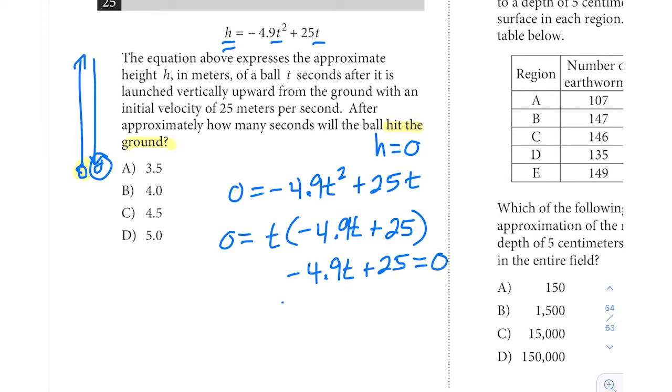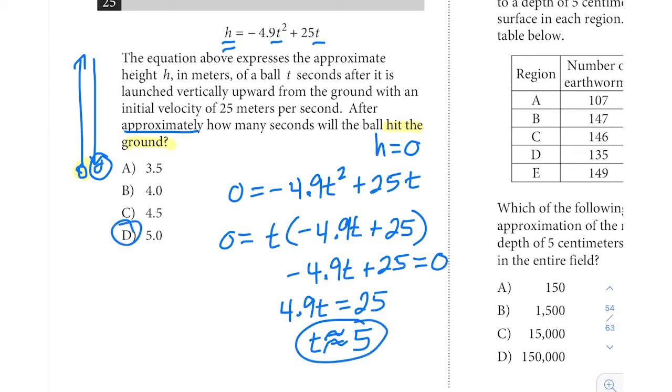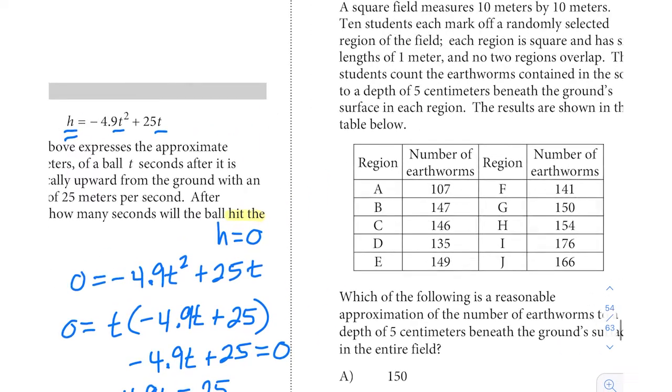And we can solve for that. We get 4.9t when we bring that over to the other side equals 25. And we can divide by 4.9. You could plug that into a calculator, but we don't have to in this case because the question does say approximately. So if your answer choice is going to be rounded, then you can round here to make this math easier. 25 divided by 5 would be 5. And so t will approximately be 5 seconds for when that ball will hit the ground.